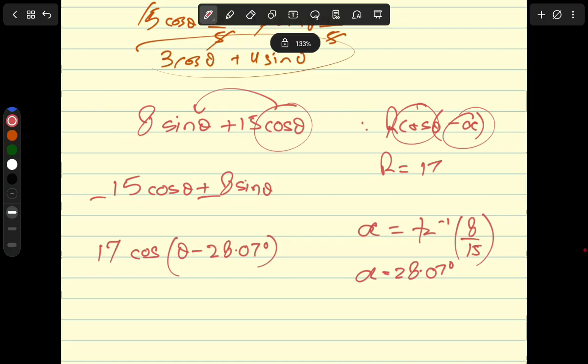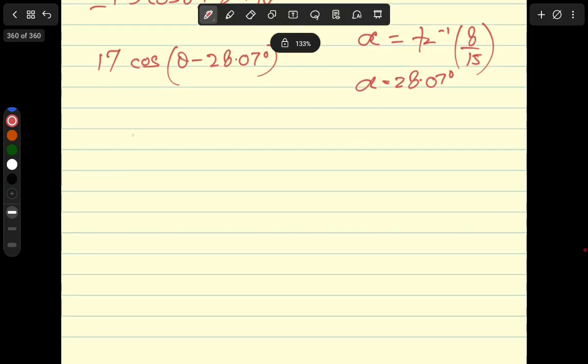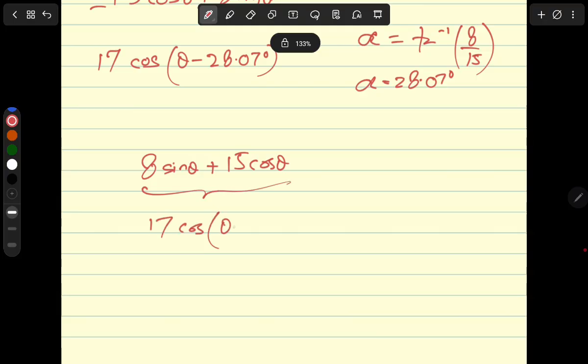Now this number 17 appears almost magically, but now you know exactly where it came from, which is Pythagoras theorem. 8 square plus 15 square inside the square root gave us this 17. Now remember the question I asked in the beginning, which was 8 sine theta plus 15 cos theta, and what is the maximum value of this, right? Without solving anything now, you converted this into 17 cosine(theta minus 28.07).